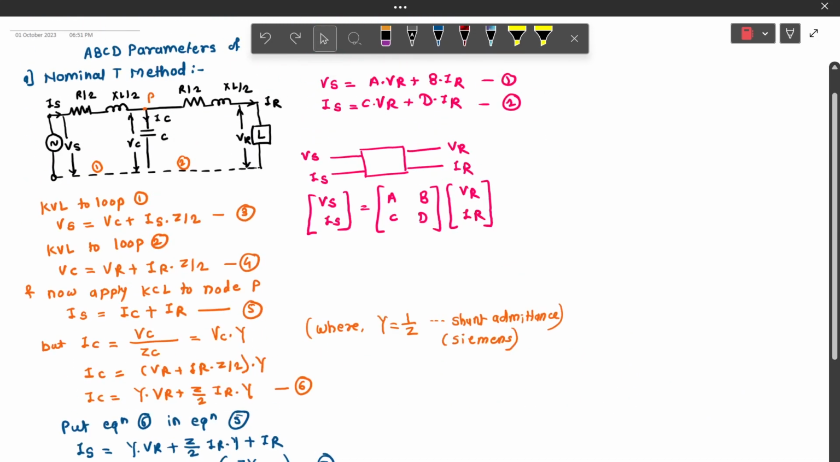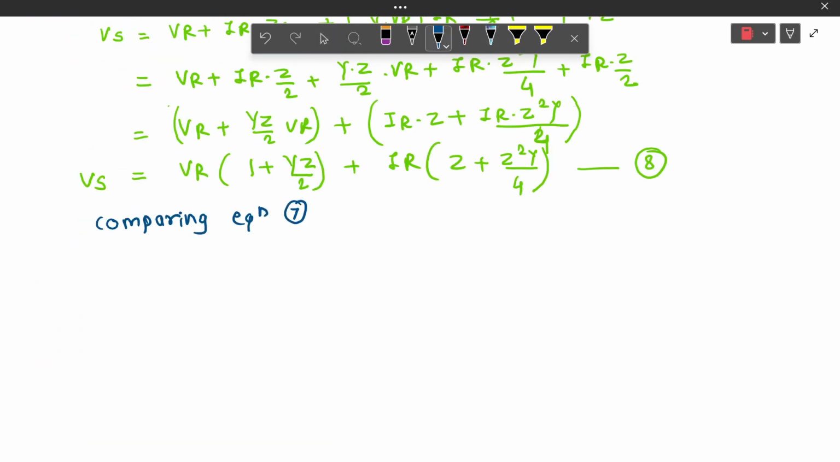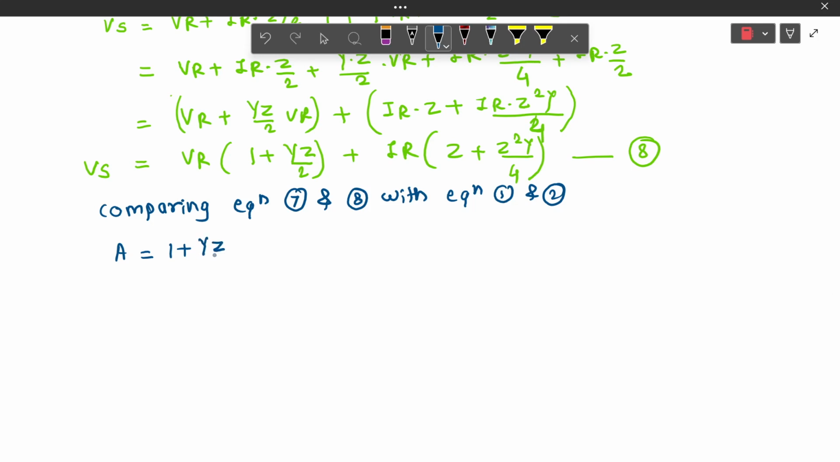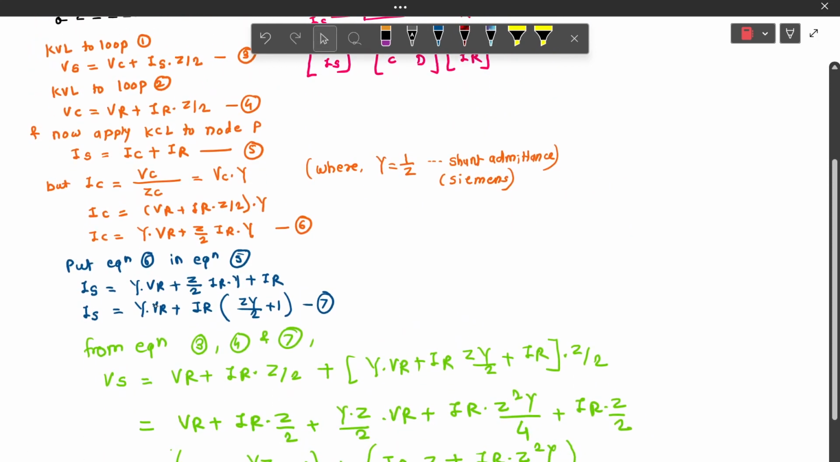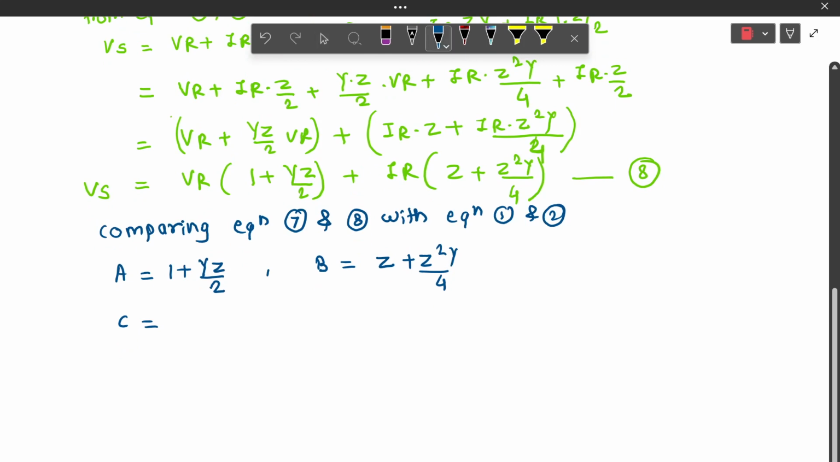By comparing equations 7 and 8 with equations 1 and 2, we get the value of A equal to 1 plus YZ by 2. B becomes Z plus Z square Y by 4. C becomes, from equation 7, comparing equation 2, Y as C and D as ZY by 2 plus 1. So C is equal to Y and D becomes 1 plus YZ by 2. These are the generalized constants, the ABCD constants.